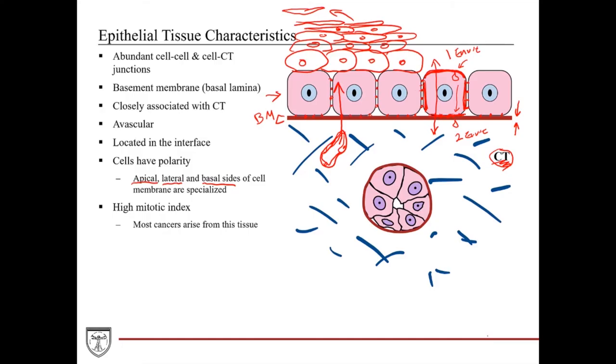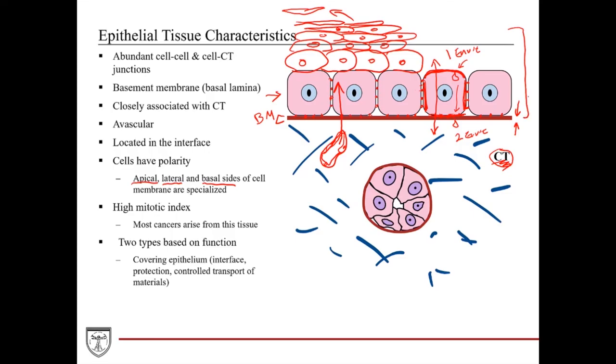And lastly, and as previously mentioned, there are two different types of epithelial tissues based on their function and location. First, we have the covering epithelium, which forms an interface between the two environments with similar amount of surface area exposed to the external environment and the connective tissue underneath. The covering epithelia will typically provide some level of protective function as well as controlled transport of materials across the epithelia. Then we have glandular epithelium, something like this, which is usually encased within the connective tissue.